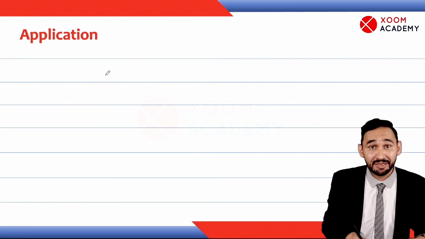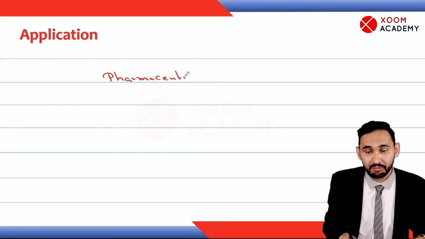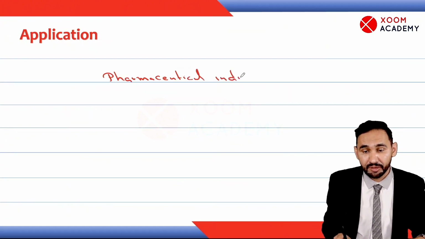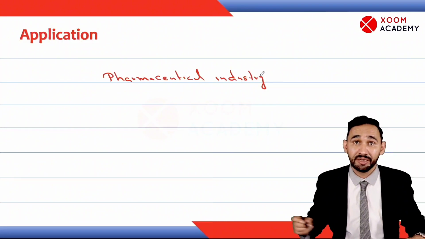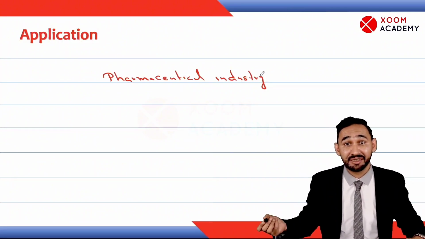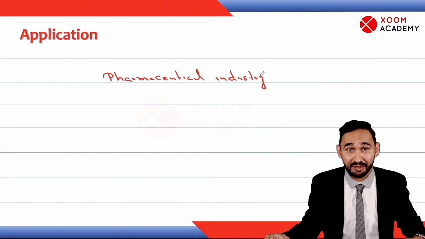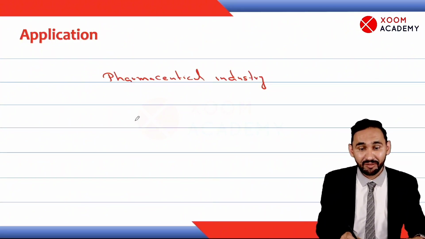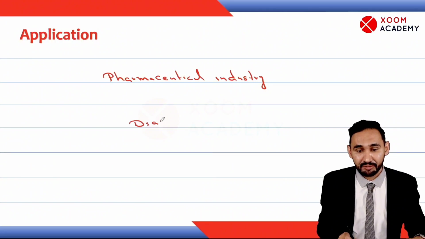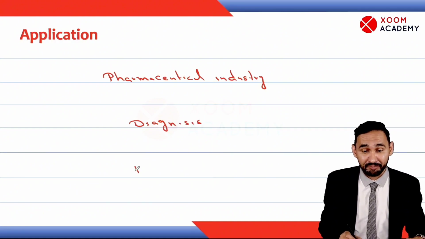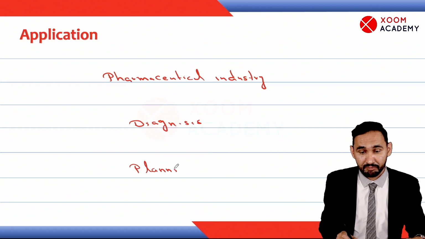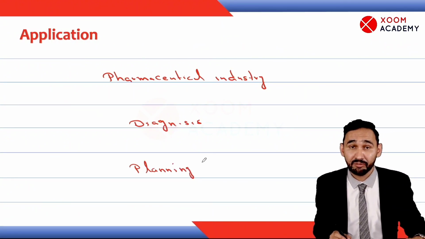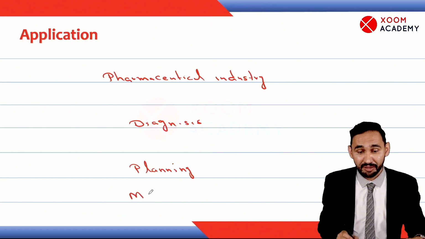What is the application? These studies are applied in the pharmaceutical industry. How? When various drugs are launched, they are being tested. Their efficacy is tested. Their dose is tested. Whether they are effective, what is their therapeutic dose? They are tested and randomized controlled trials are done. They are helpful in diagnosis, like a non-randomized controlled trial. Ultimately, they are applied in planning. We can plan accordingly. We can do management accordingly. So they are helpful in management also.